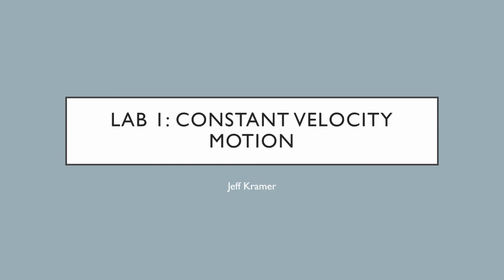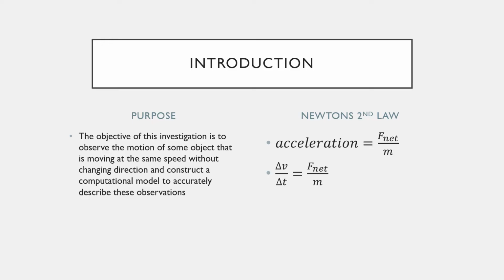In Lab 1, we are observing the motion of an object moving at constant velocity and constructing a computational model of the object's motion. Setting the experimental data in comparison to predicted data will be important in understanding the motion of objects under optimal conditions in comparison to real conditions. An object moving at constant velocity indicates that the object is moving at a constant speed in the same direction.